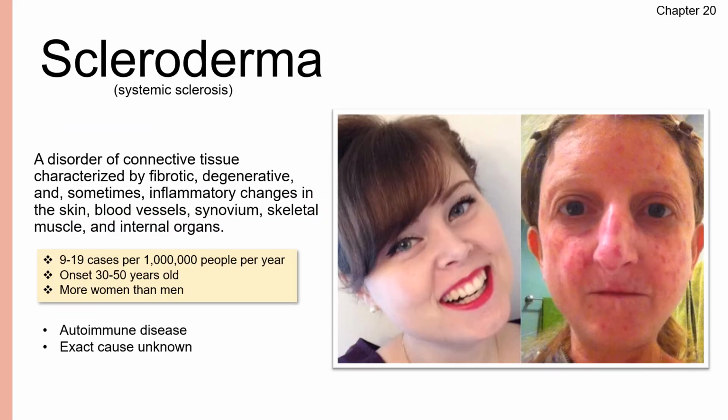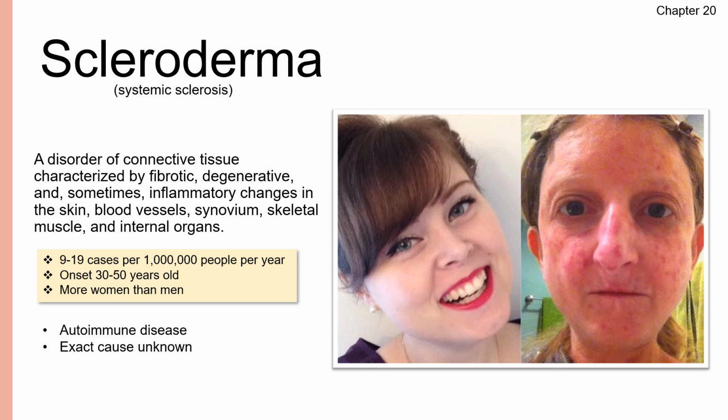Next we have scleroderma. So scleroderma by definition is a disorder of connective tissue characterized by fibrotic, degenerative, and sometimes inflammatory changes in the skin, blood vessels, synovium, skeletal muscles, and internal organs. So this isn't very common. There's about 9 to 19 cases per 1 million people a year. It happens between the ages of 30 and 50, and it's more prevalent in women than men. It is an autoimmune disease, and we're not exactly sure why this happens.